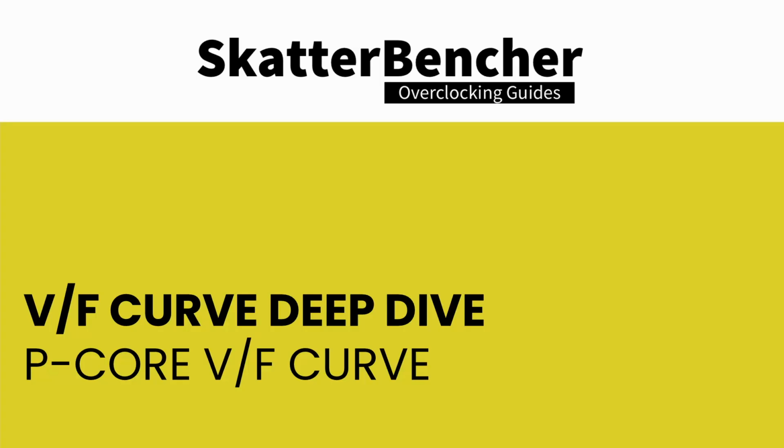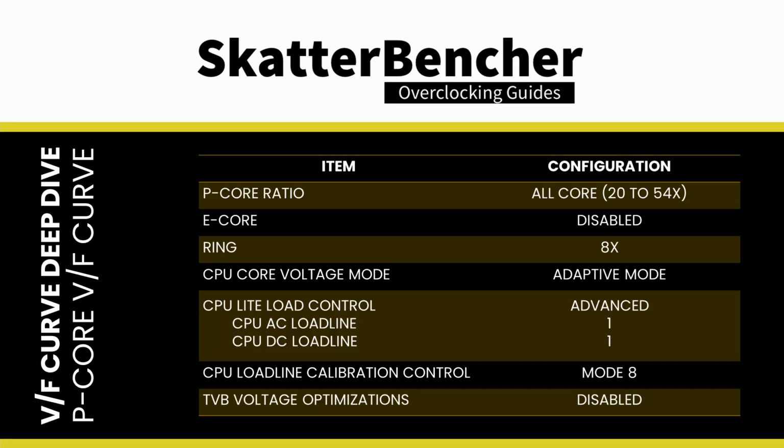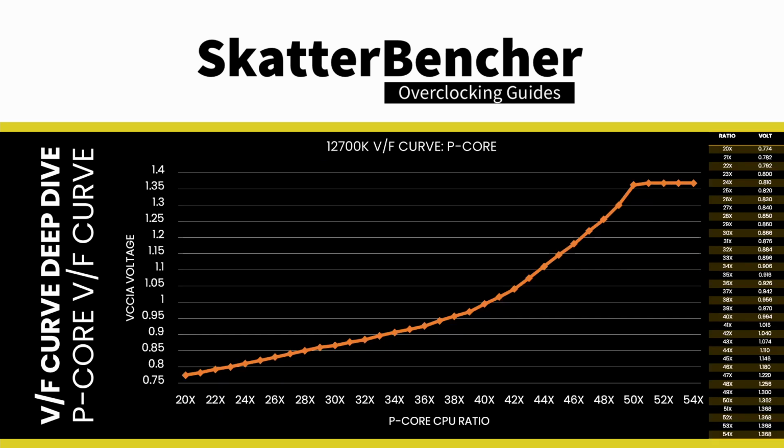Okay, let's move from theory to practice and try to figure out our CPU's VF curves. First up is the P-Core VF curve. We configure the BIOS with the following settings. Then we adjust the P-Core ratio item, save the settings, reboot back into the BIOS and check the CPU core voltage readout. We cycle through the P-Core ratios from 20x to 54x. Then we put the values into an Excel file and plot our very first VF curve.